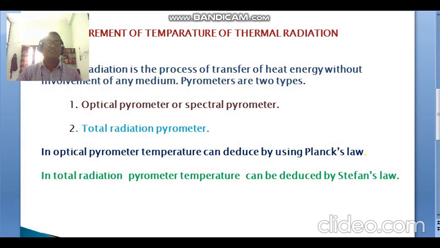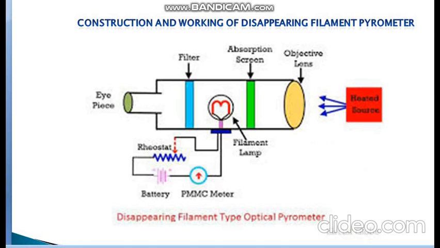The main difference between these two pyrometers is that in the spectral or optical pyrometer, the spectrum is formed. In the total radiation pyrometer, we measure only the total heat energy incident on the surface, which is supplied to the circuit. That is the main difference. And the optical pyrometer's temperature is deduced by Planck's law, and for the total radiation pyrometer, the temperature is deduced by Stefan's law. These are the major two differences between the optical pyrometer and the total radiation pyrometer.